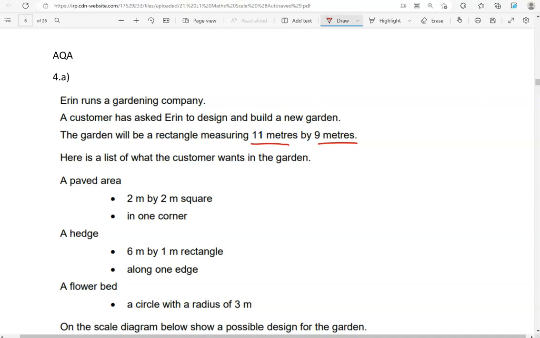A paved area, 2 meters by 2 meters square, in one corner. A hedge, 6 meters by 1 meter rectangle, along one edge. A flower bed, which is a circle with a radius of 3 meters. On the scale diagram below, show a possible design for the garden.